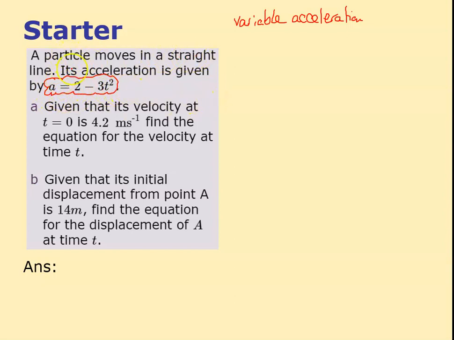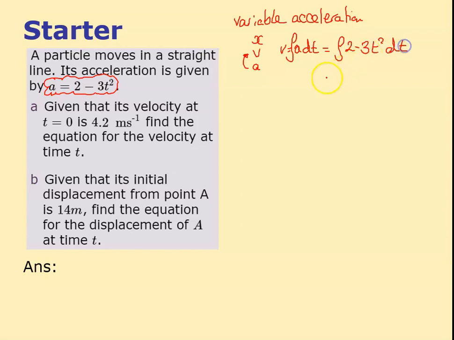So a particle is moving in a straight line. Its acceleration is given by this equation. Given that its velocity at t equals 0 is 4.2, find an equation for the velocity. Okay, then, well, I already have highlighted this x, v, a idea. I've got the a, so I can go upwards by integration. And so I'm going to write that v equals the integral of a dt. I've got to integrate the acceleration. And what is the acceleration? The acceleration was this 2 minus 3t squared.